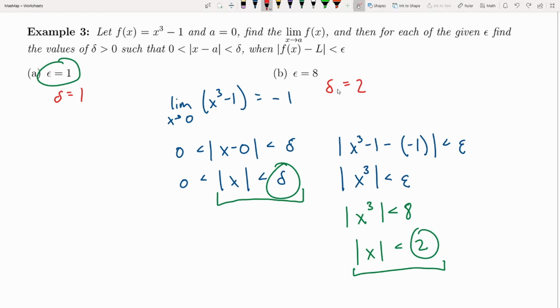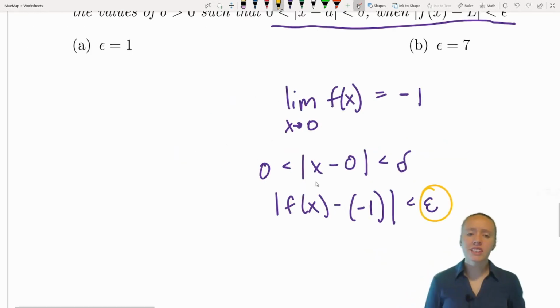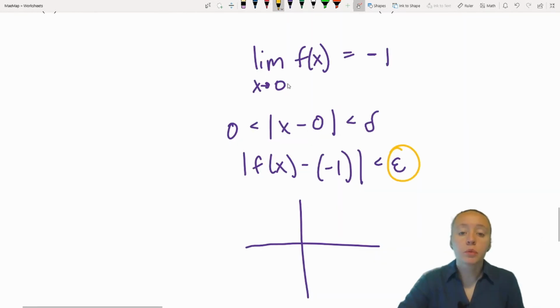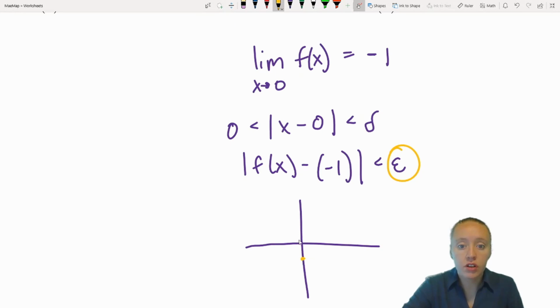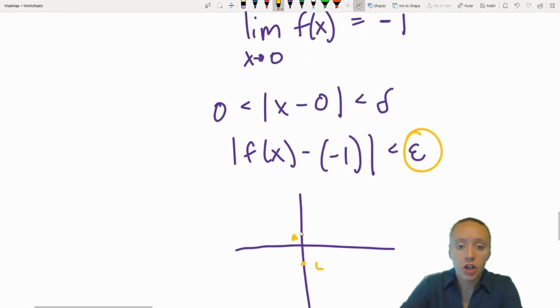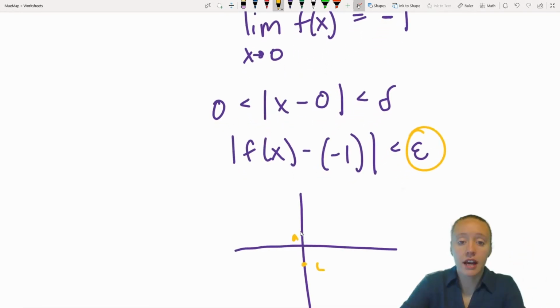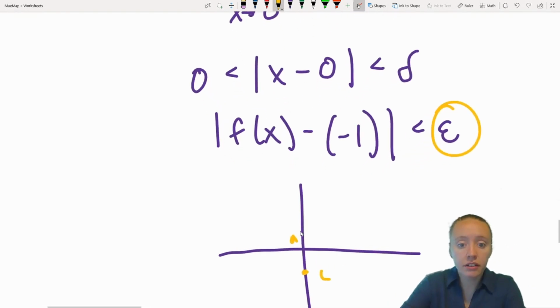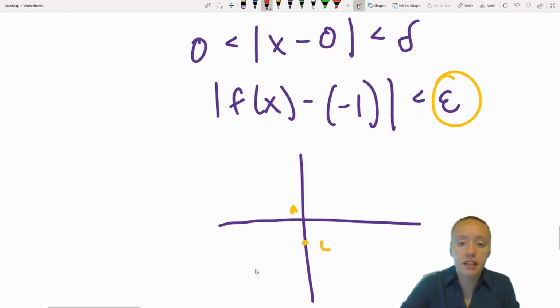So let's jump right back on into part A using the graphing method now. That way, we're able to visualize. So let's think about the epsilon value of 1. When I'm approaching an a value of 0, my function is approaching -1. So for an a value of 0, my limit is at that -1. And I know my function is x cubed minus 1, which is a cubic function that has an intercept of -1. So it's going to look something like this.